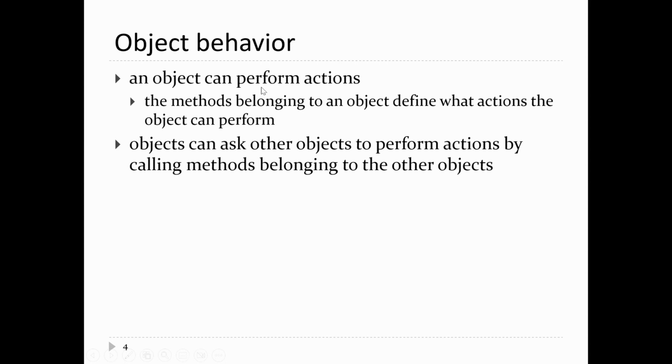Okay, objects can perform actions. So the methods belonging to an object define what actions the object can perform. And so if you have two objects, they can talk to one another. They can ask each other to do something, and the way they ask each other to do something is they just call methods on the other object.